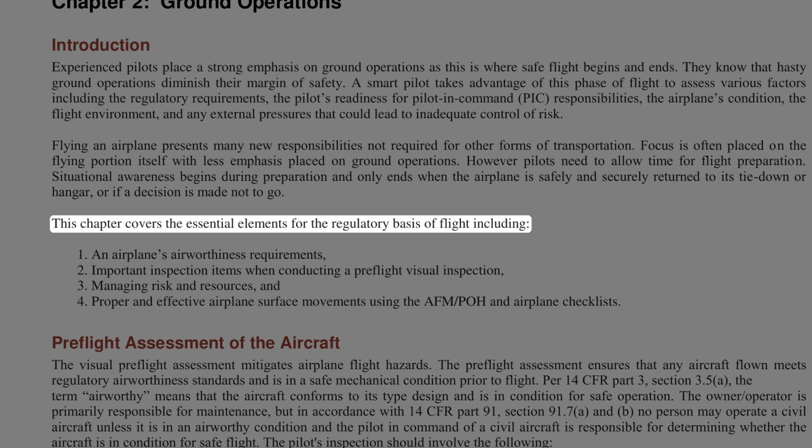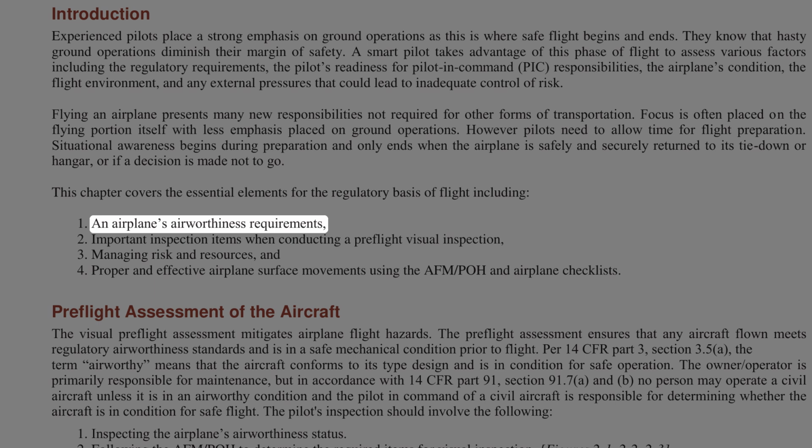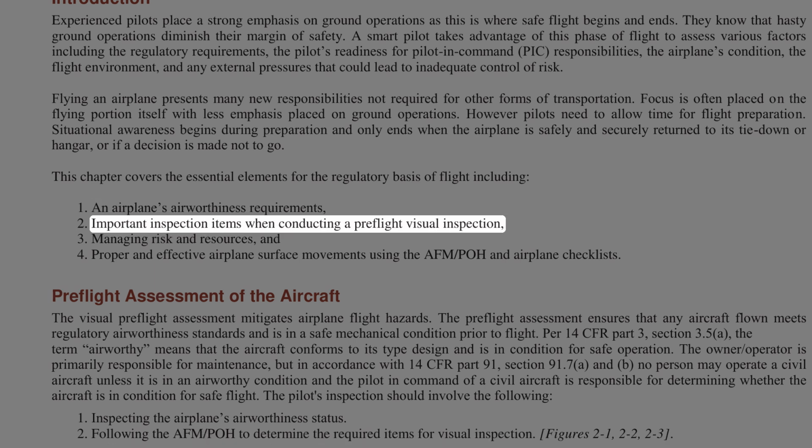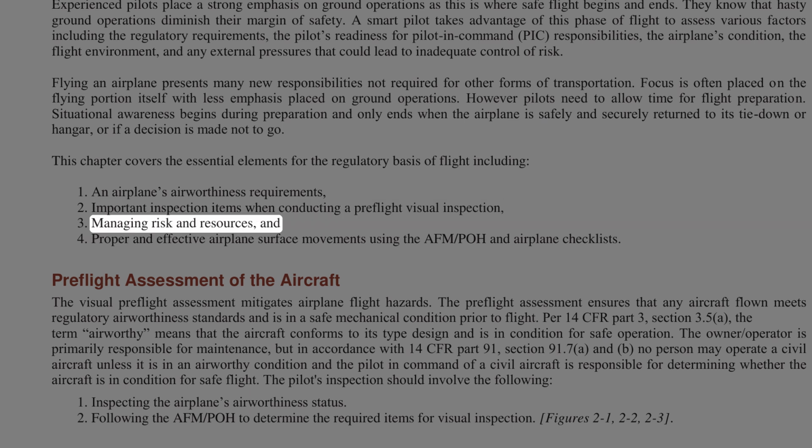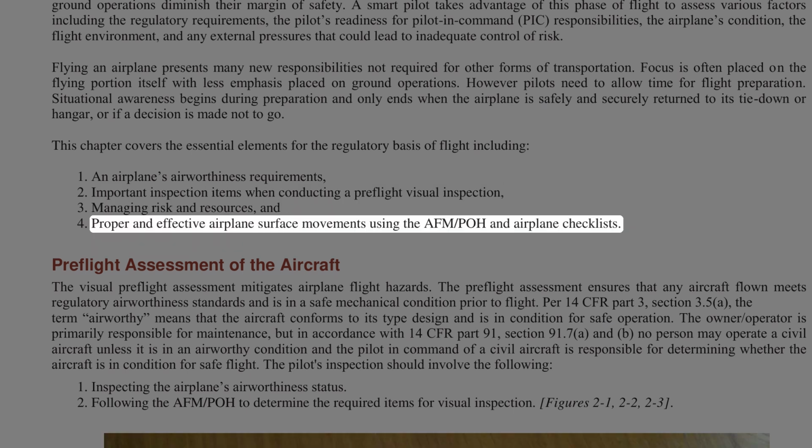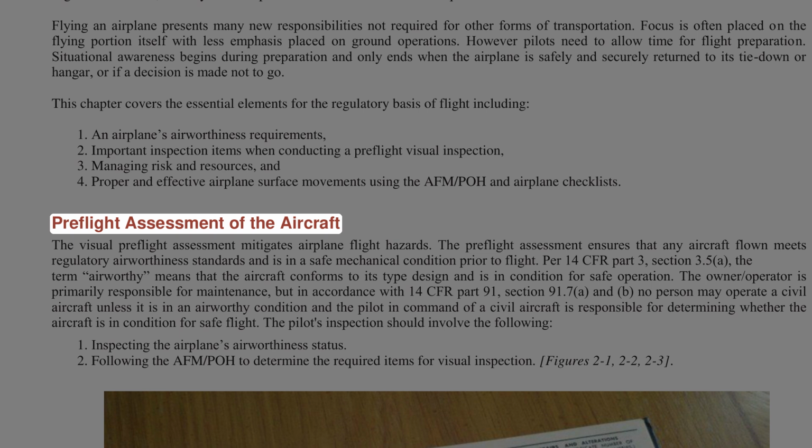This chapter covers the essential elements for the regulatory basis of flight including an airplane's airworthiness requirements, important inspection items when conducting a pre-flight visual inspection, managing risk and resources, and proper and effective airplane surface movements using the AFM, POH and airplane checklists. Pre-flight assessment of the aircraft.